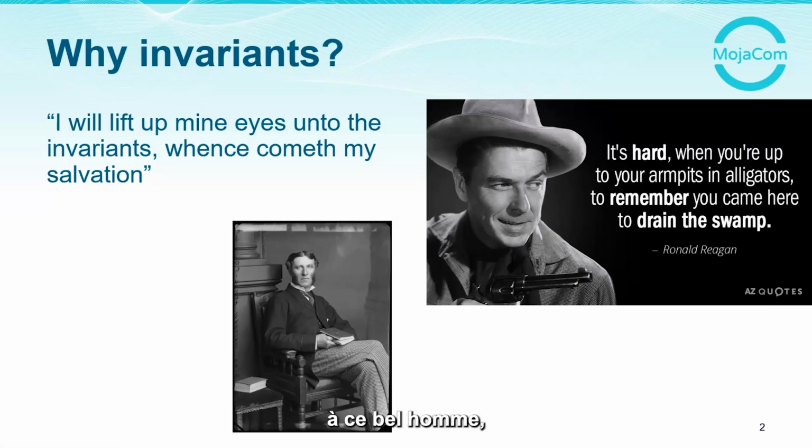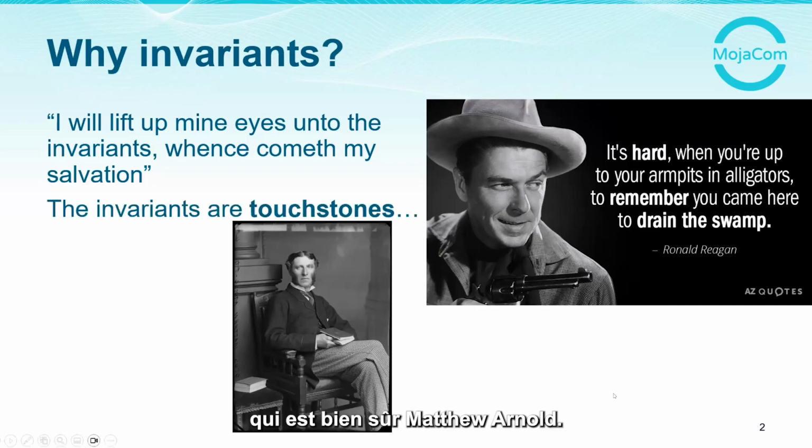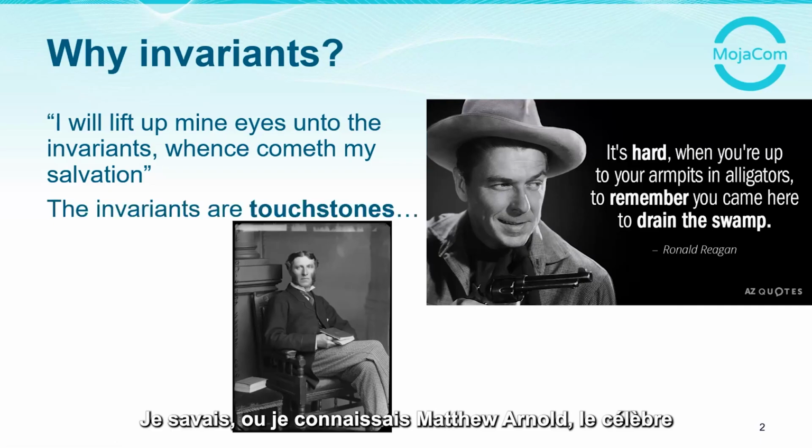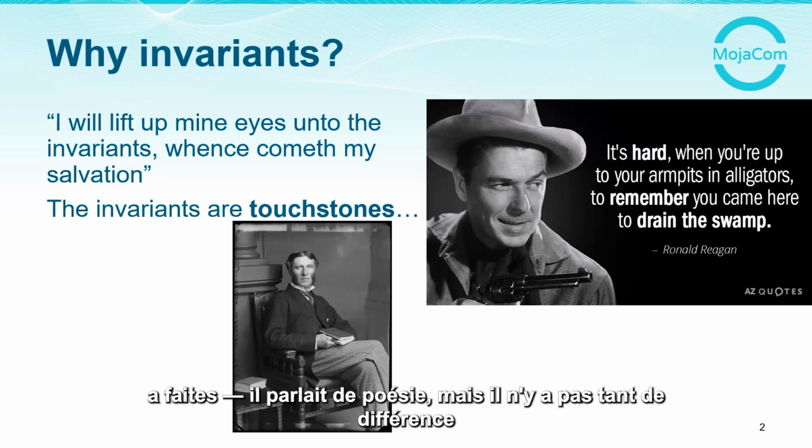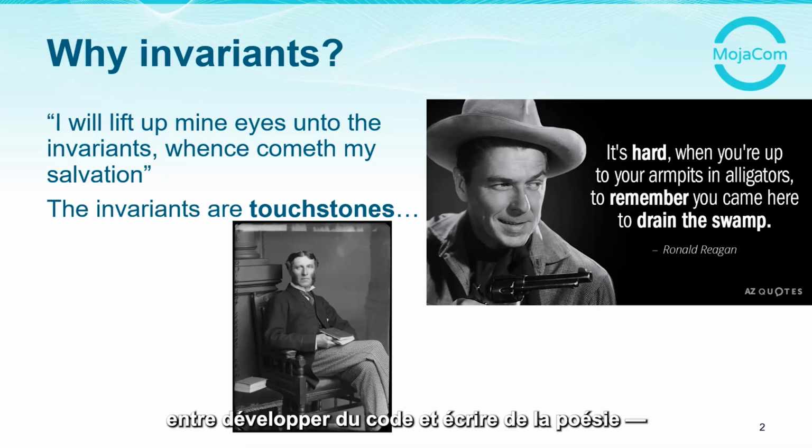So now we come back round to this handsome geezer, who is, of course, Malcolm Arnold. I knew you all knew that. Malcolm Arnold, the famous poet, critic, and an all-round 19th century intellectual star. Now, one of the things that Malcolm Arnold did, and this was talking about poetry, but there isn't too much difference between developing code and writing poetry.